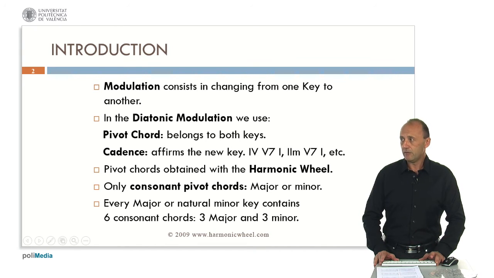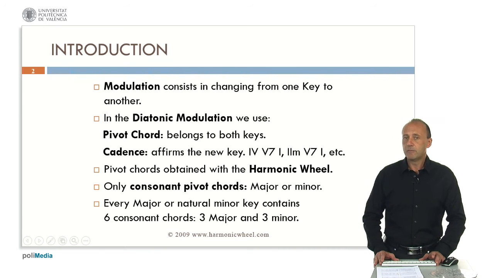The diatonic modulation consists in using first a pivot chord, which is a chord belonging to both keys, that is, the initial key and the final key, and then including a cadence to affirm the new key. The cadence can be a chord progression such as subdominant chord, dominant seventh, tonic, or for example second degree minor, dominant seventh, tonic, or other similar chord progressions.